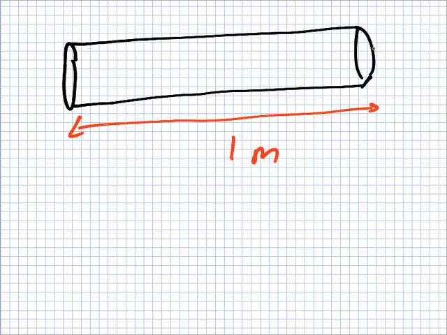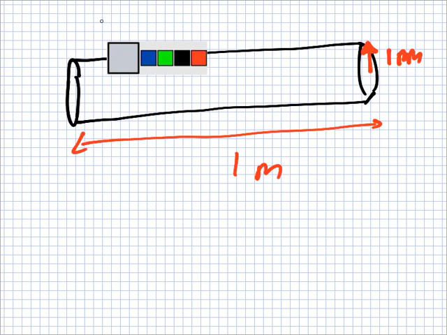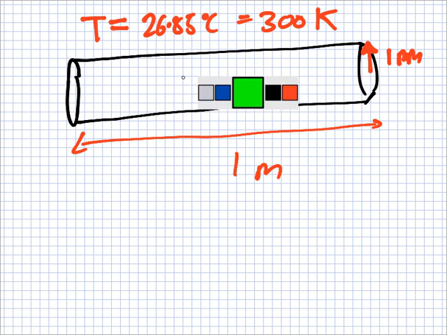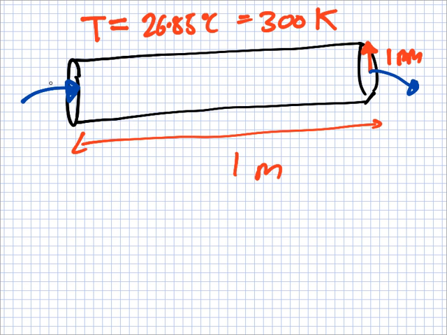1 meter. And what's the radius? 1 millimeter. And what's the temperature? 26.85 Celsius, which actually equals 300 Kelvin. What else do I tell you? I say there's a current. There's a current flowing in and coming out of 1 amp. And remember what 1 amp is. That's 1 coulomb per second. That's what we said an amp was.